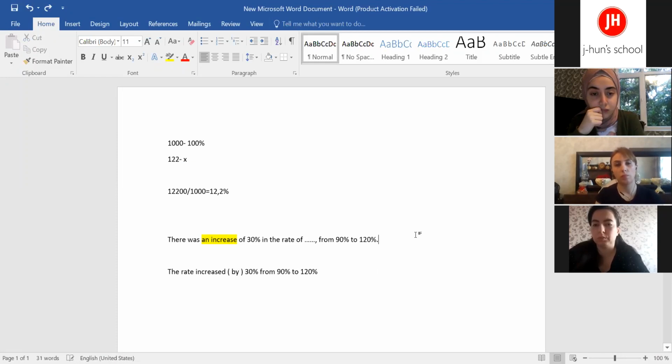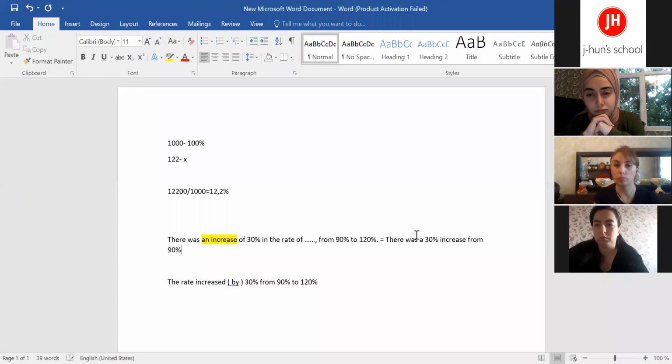All right. But guys, I forgot to mention it. This sentence can be paraphrased like this as well. There was a 30% increase. This is also a natural way of showing the disparity. There was a 30% increase from 90% to 120%. Okay, so this is also possible.